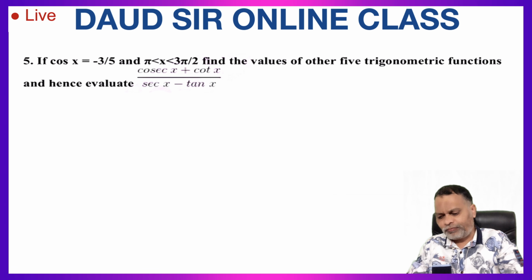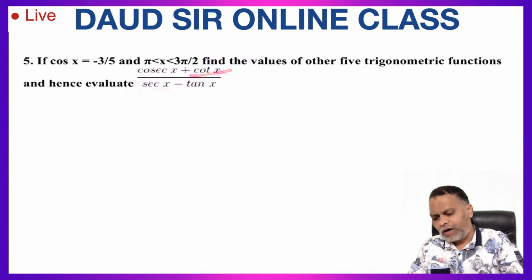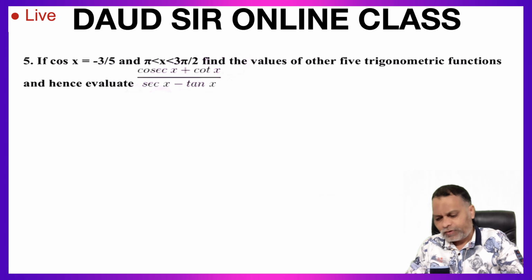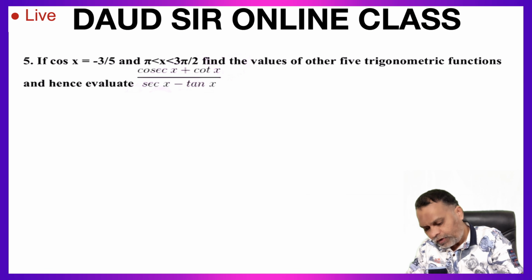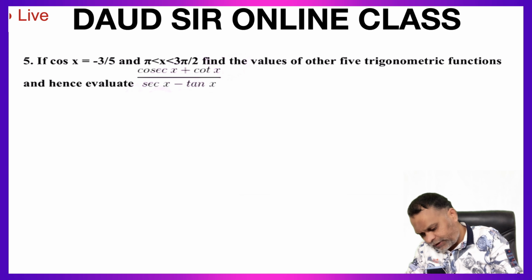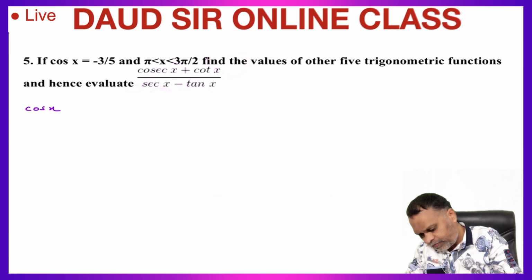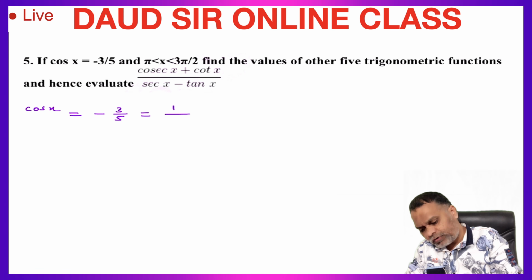After finding them, we can use those values for finding the value of cosec x plus cot x upon sec x minus tan x. So cos x is equal to minus 3 upon 5. Basically cos x is equal to base upon hypo.